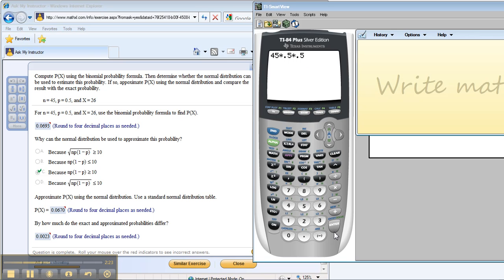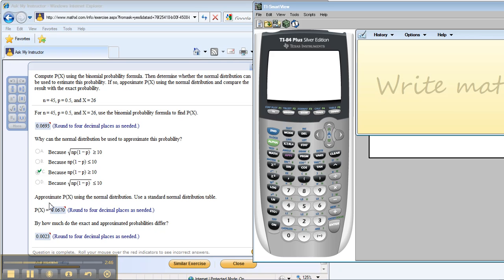And we're going to see what that is. That's 11.25, so it is greater than or equal to 10. So then we're okay. And why we check that is if the binomial distribution is heavily skewed, then the normal is not going to approximate it very well. So let's clear this out and go to the last part.